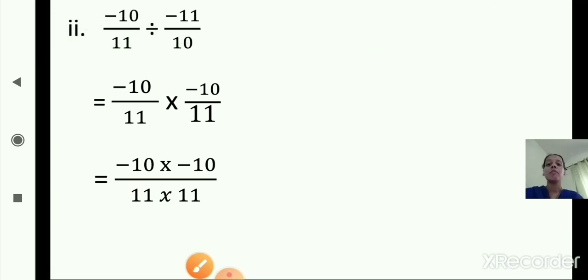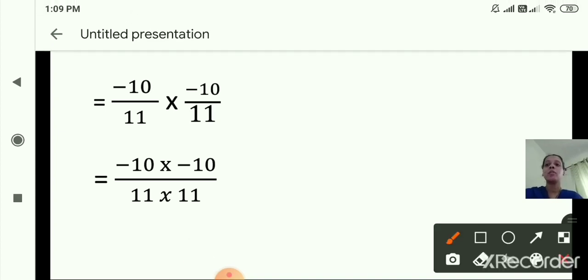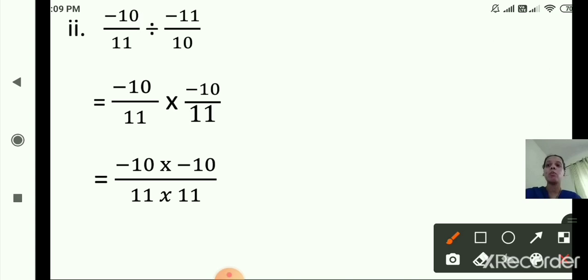now we will see the next sum, that is division of rational numbers. Just now we have seen addition, subtraction and multiplication of rational numbers. Now the next one is division of rational numbers. How to carry out division of rational numbers? In the division of rational numbers there are two steps. First, we write the first rational number as it is. As you can see here, minus 10 upon 11 is written as it is. Then in place of the division sign you write multiplication, and you write the multiplicative inverse of the second rational number.